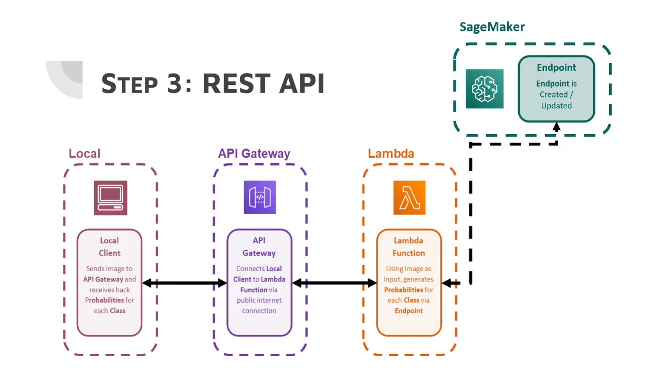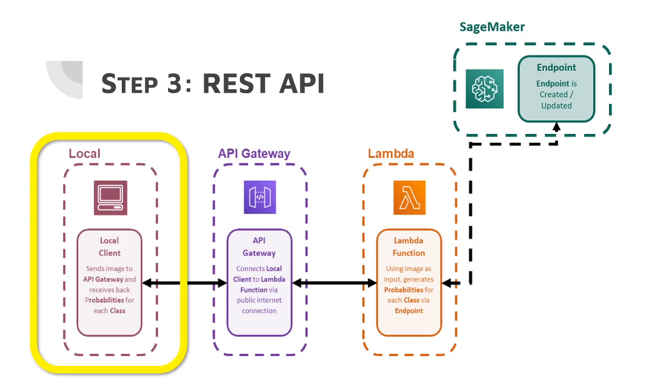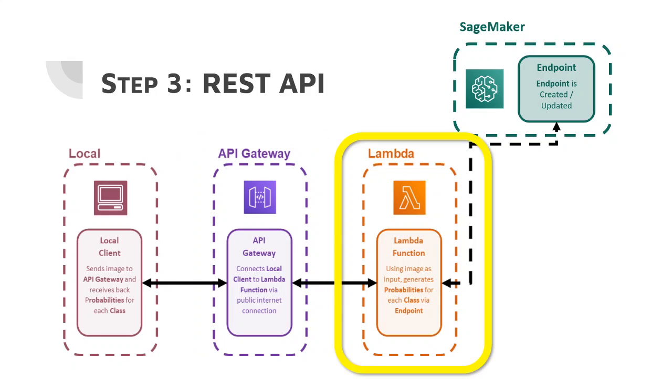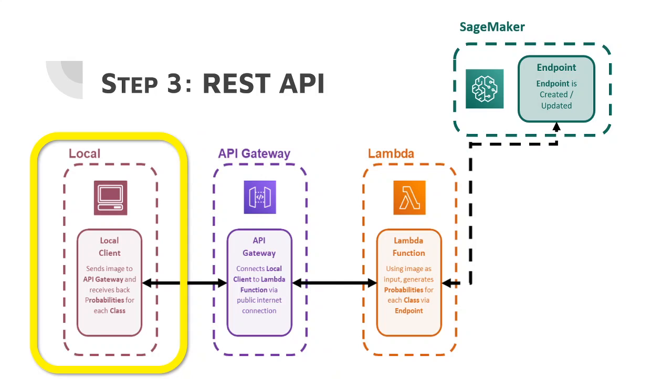Step 3 is how we access our endpoint using a REST API method with Amazon's API Gateway and Amazon Lambda. It starts locally, where a local user would send an image to an API Gateway, which will transfer that image to our Lambda function. The Lambda function then uses the deployed endpoint and uses the image as an input and receives back the probabilities that that image is in each of the 10 defined classes. It then returns those probabilities to the local user.